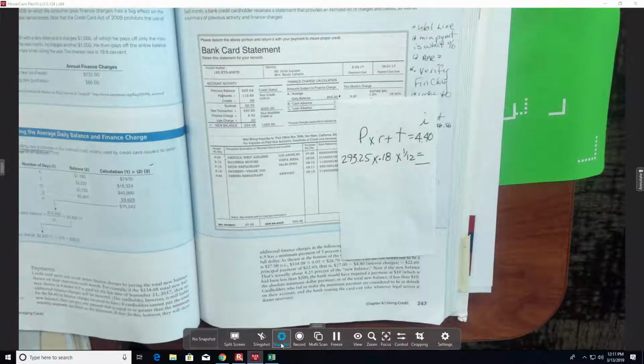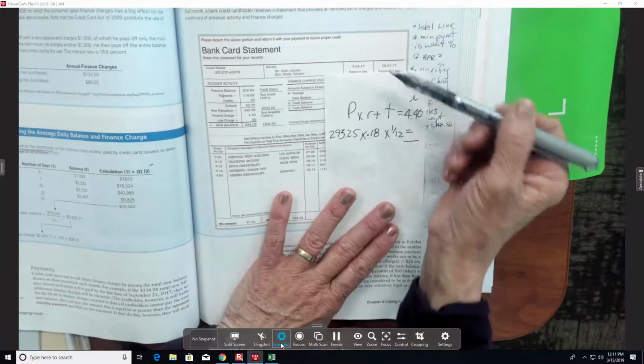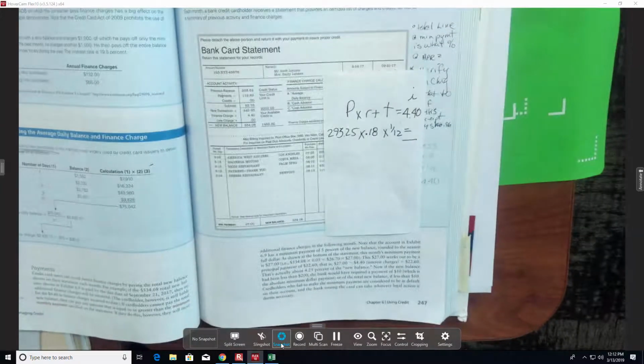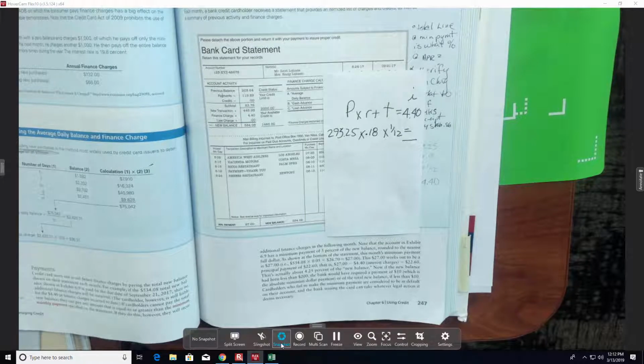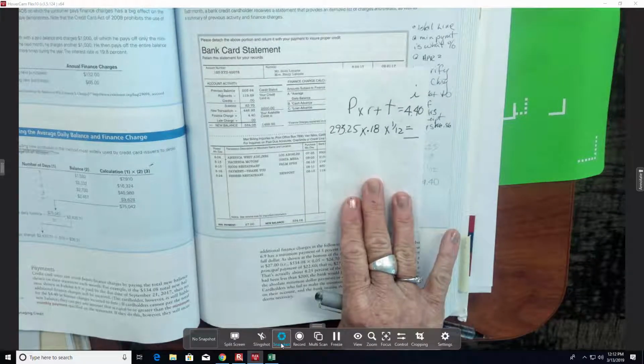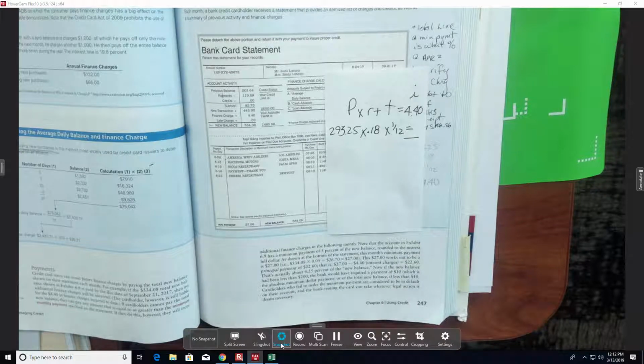So my question was, how do you know what day it starts on to give your first? So if the statement date's the 24th, what could you extrapolate or interpret from that? When do you think it started? A month earlier. Yep. Okay, 7/25, date 24.